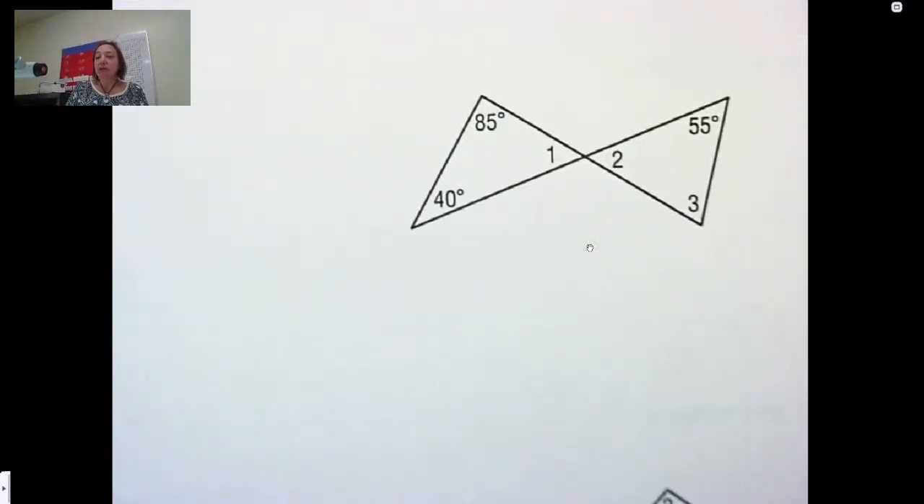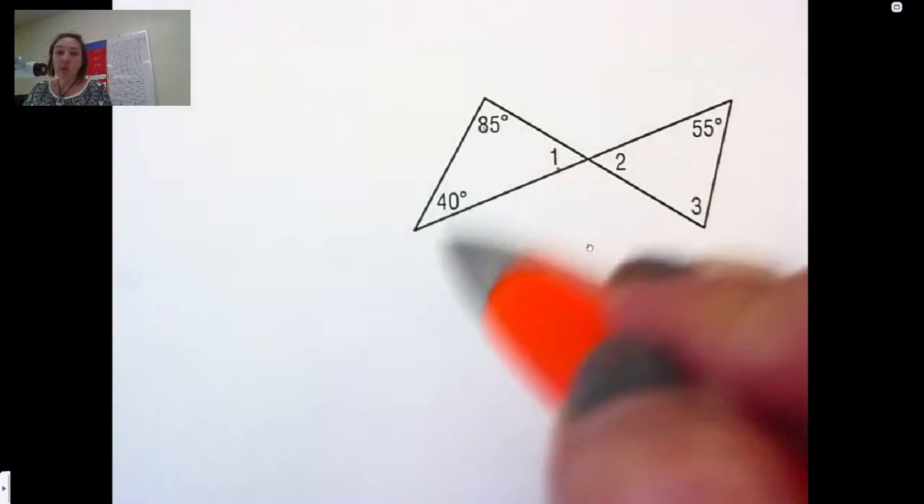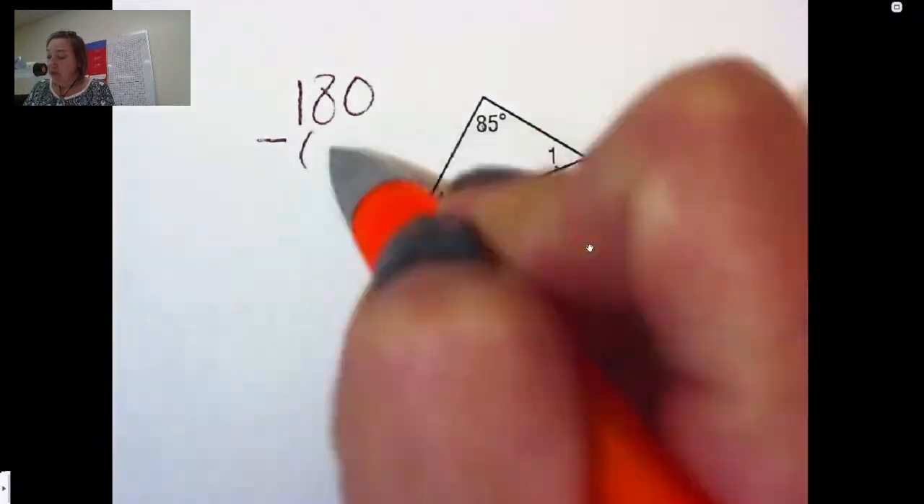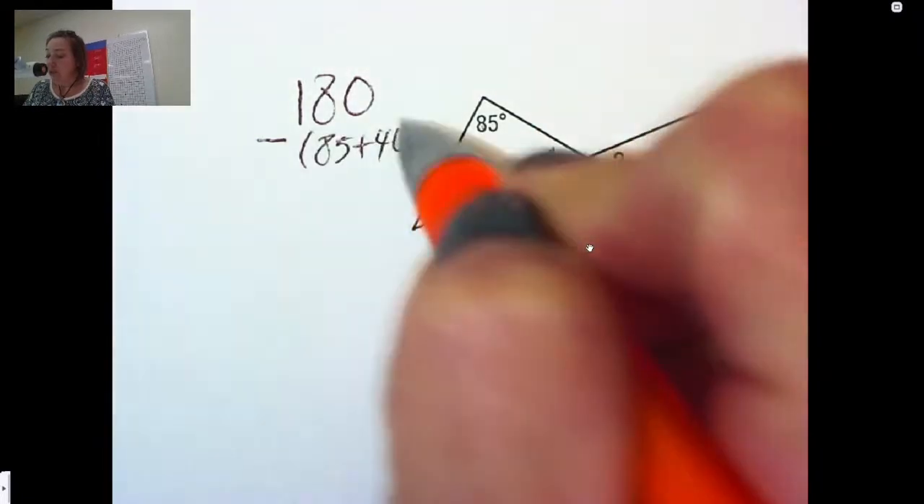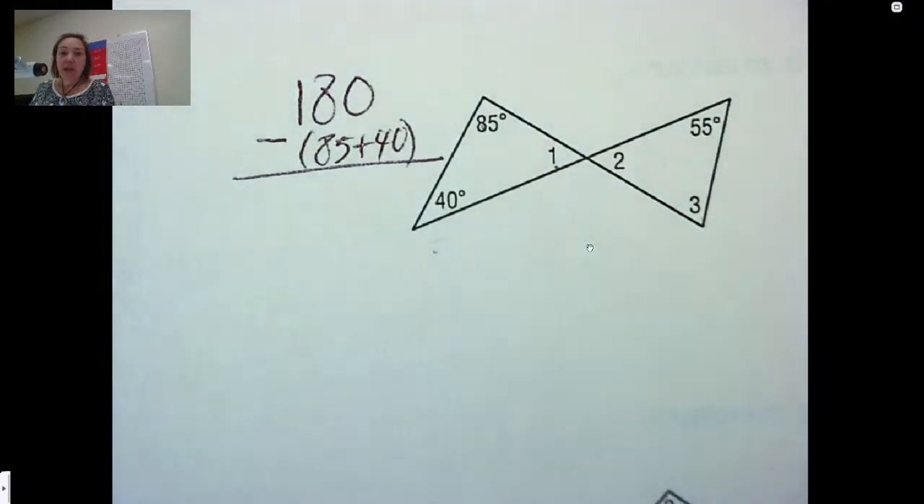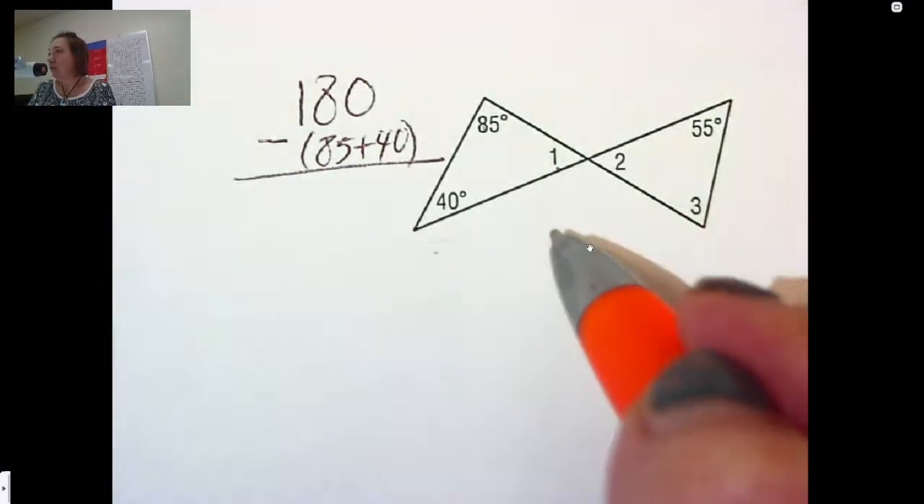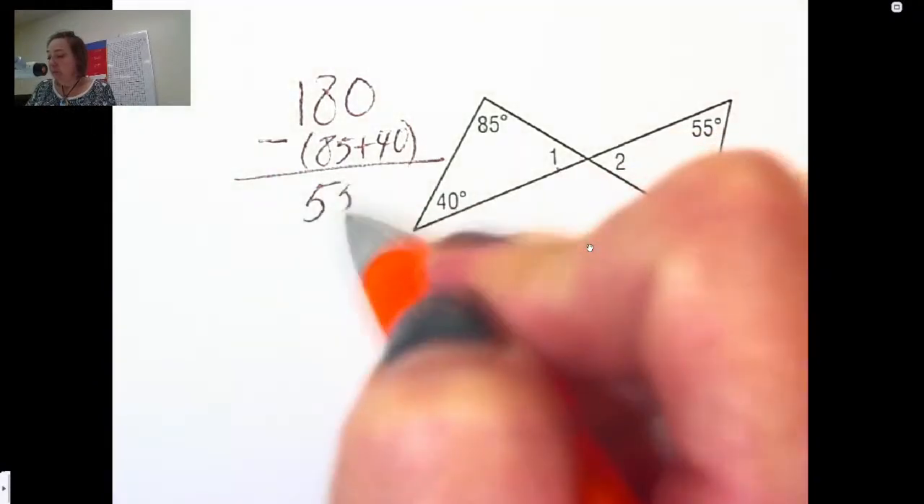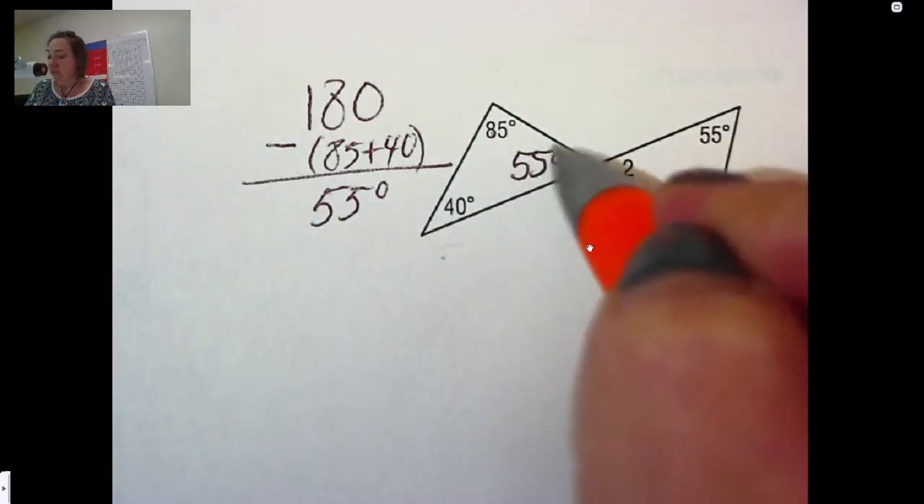Okay, so look at this one. What do we know? What could we find? Which one would be real easy to find? On the left, because you have 2 angles you know. So you could find angle 1 because we know these 2 right here. So we would do 180 minus whatever 85 and 40 are, which Zaylee says is 125, right? So what's 180 minus 125? 55. So this angle right here is 55.